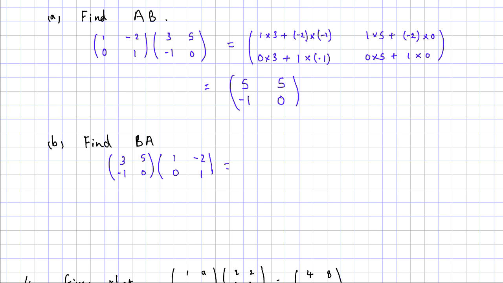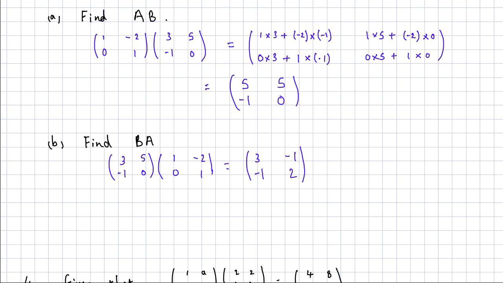Okay, so this time we got 3 times 1 add 5 times 0, so that's going to be 3. Then I have 3 times -2, that's -6, add 5 times 1, which is 5, so that's going to be -1. Then I have -1 times 1, which is -1, add 0, so that's going to be -1 here. And here we have -1 times -2, that's going to be 2, add 0 times 1, so that's just 2.